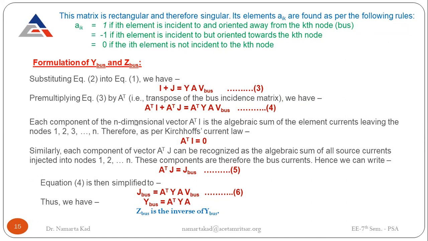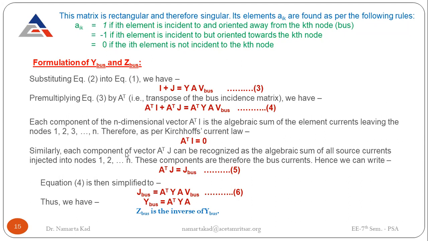Now each component of the n-dimensional vector A transpose I is the algebraic sum of the element currents leaving the nodes 1, 2, 3, 4 to n. Therefore, as per Kirchhoff's current law, A transpose I comes out to be 0. So we are left with only A transpose J and this term.